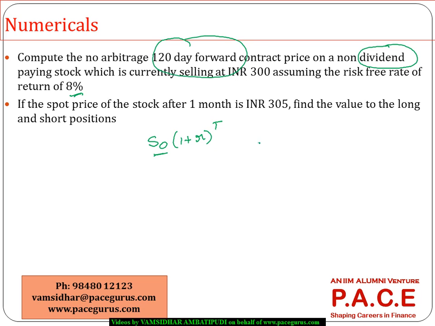So what do I get? The no arbitrage forward contract price is nothing but 300 into 1.08 to the power T. T is 120 days, and because this 8% is annual, I will take this as to the power 120 by 365. So this is how we get the no arbitrage forward price on this kind of a security.